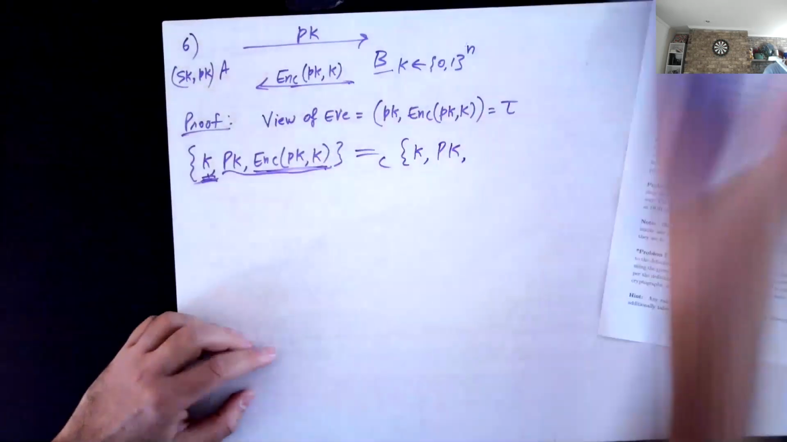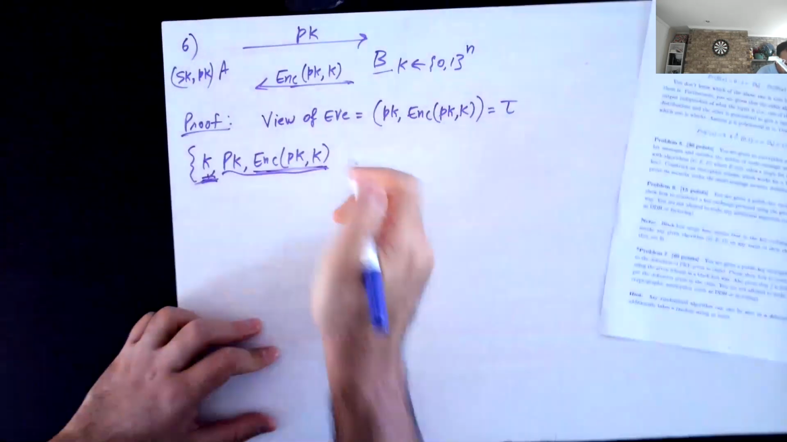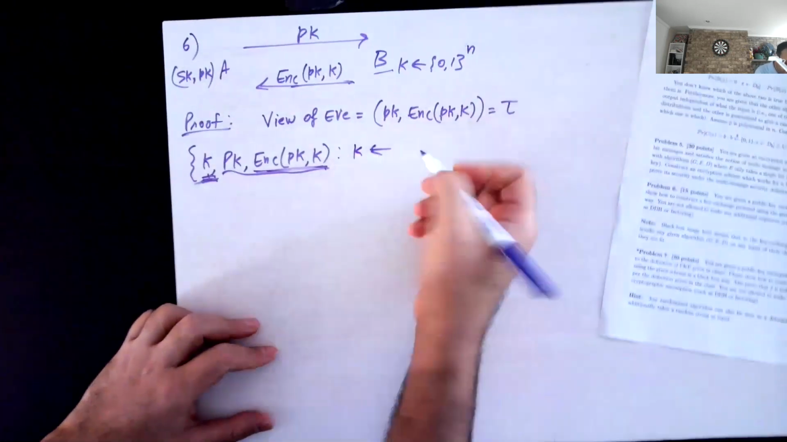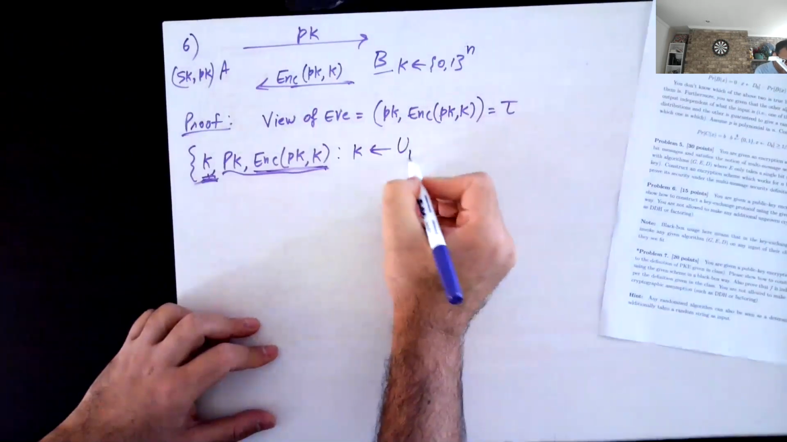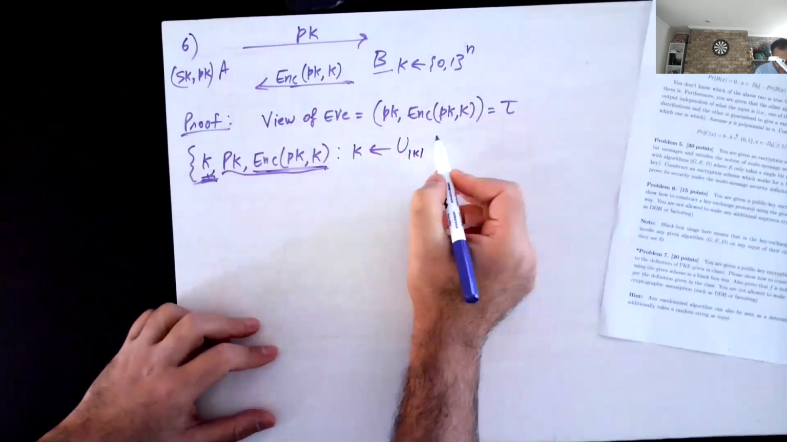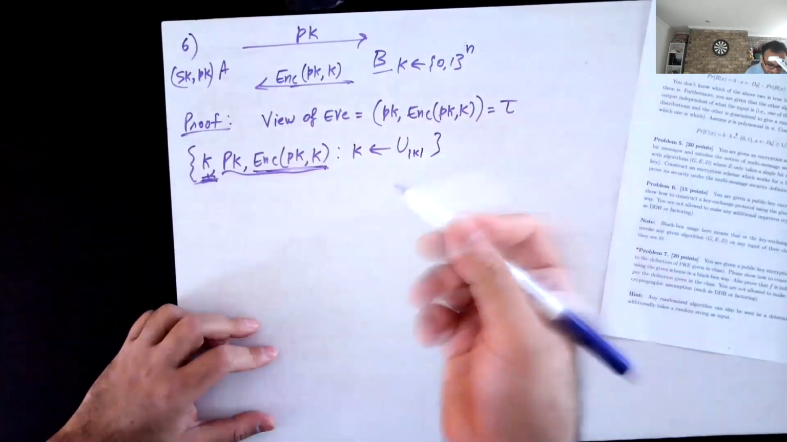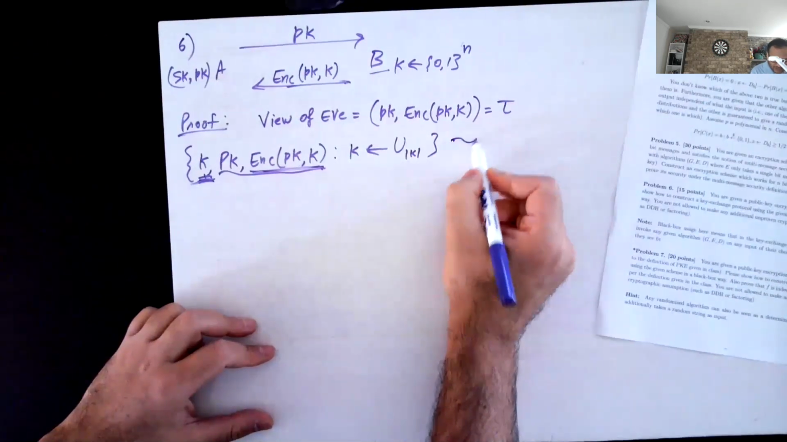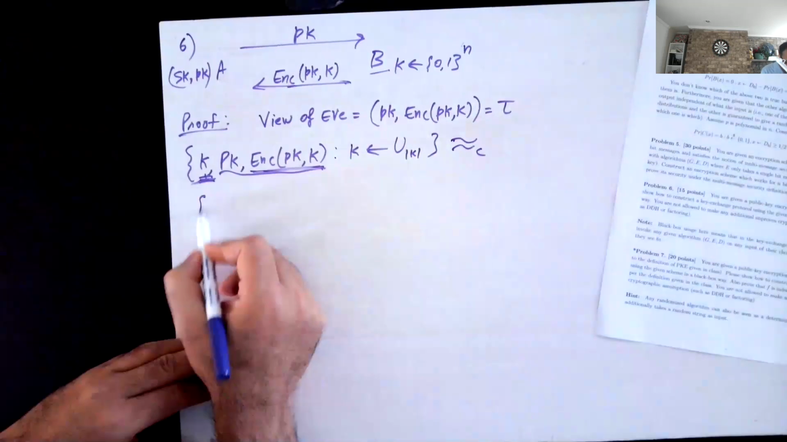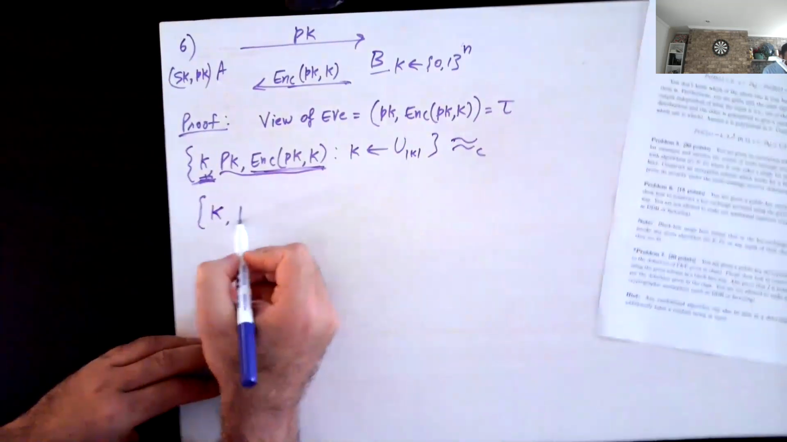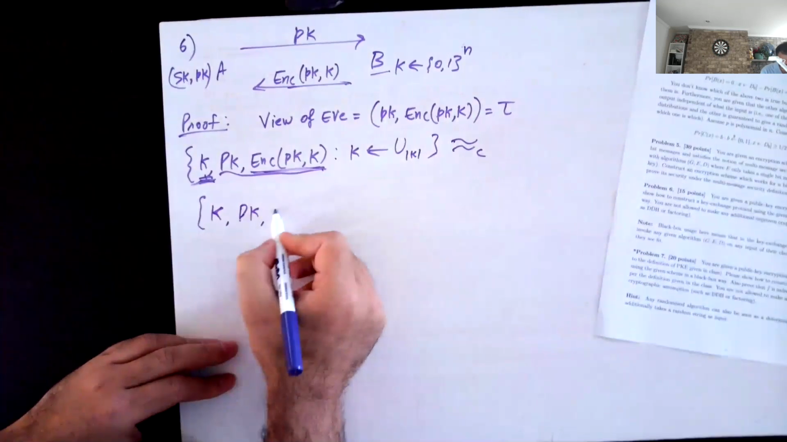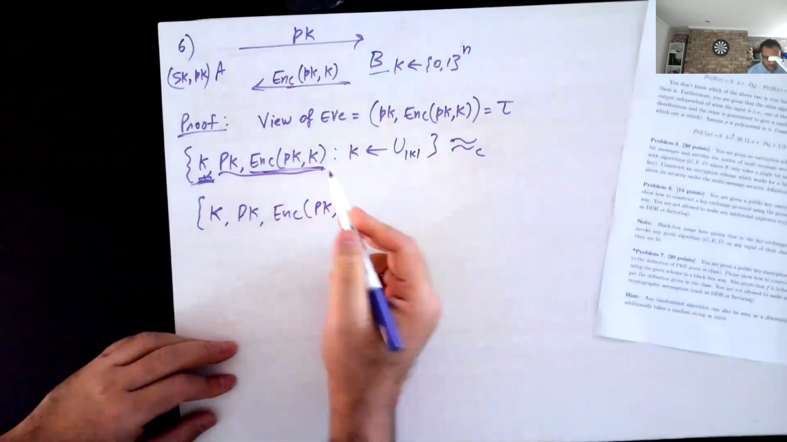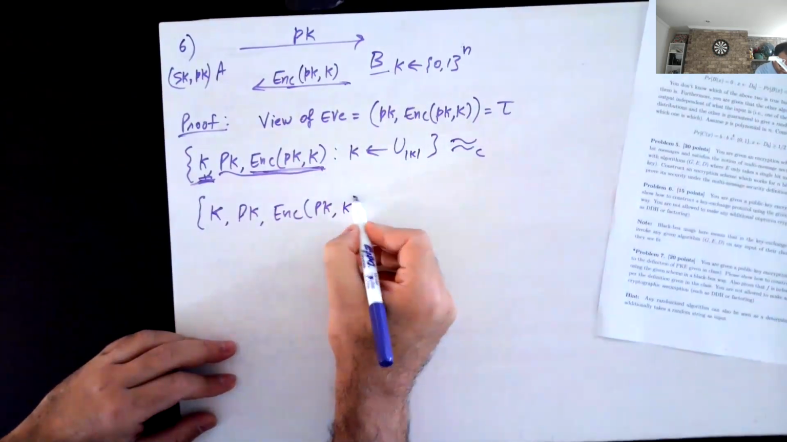So let me write down the full distribution. And here, K is coming from the uniform distribution. And of course, the PK and SK are coming from the right key generation algorithm. But let me skip that part. So this is computationally indistinguishable from K, PK, now I change the encrypted message to K prime.